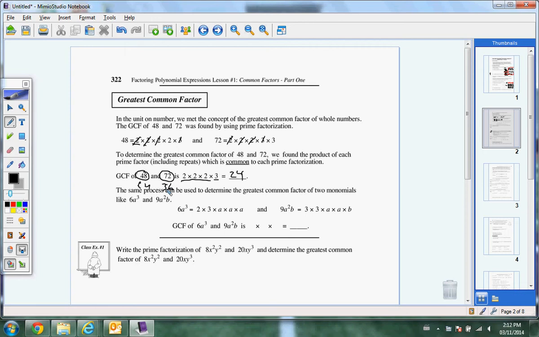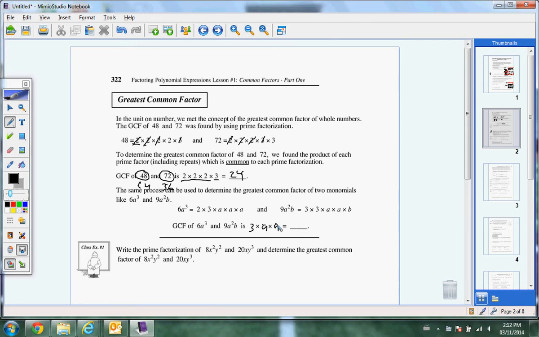All right. Okay, so it says the same process can be used to determine the greatest common factor of 2 monomials, like 6a3 and 9a2b. So 6 and 9 have what in common? A 3. That's right. Good. So that's one of them. They also have, what else in common? A, but how many A's? 2, because the smallest one is an A2. So I can take A2 out.